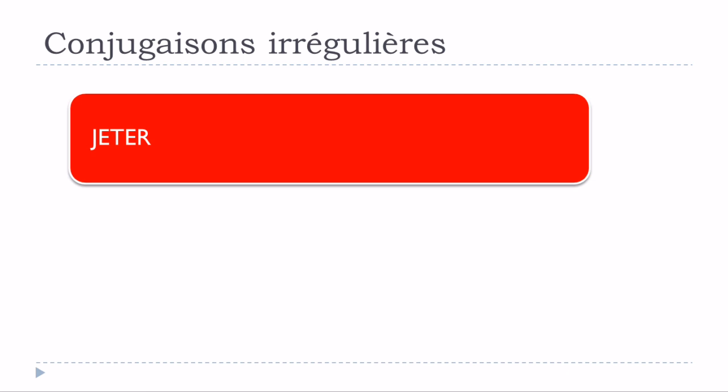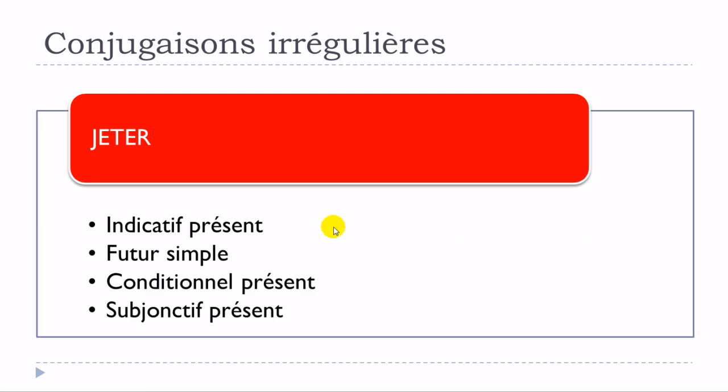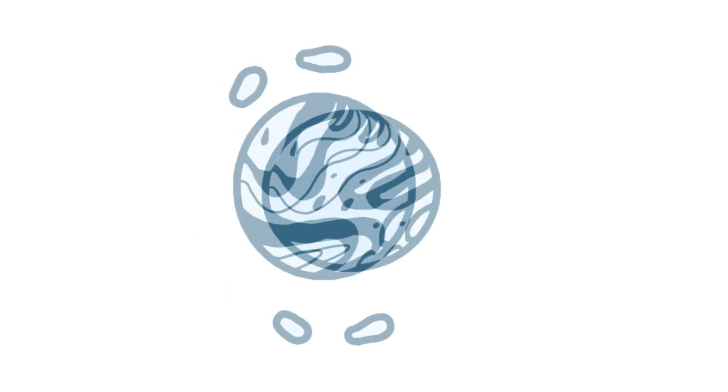And that's it. So keep in mind that for all the verbs that belong to this jeter family, indicatif présent, futur simple, conditionnel présent, and subjonctif présent will have the little changes that we saw. For all the other tenses, no modifications, just follow the rules that we saw previously.